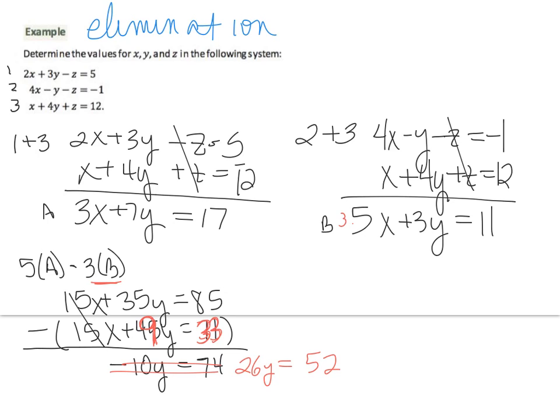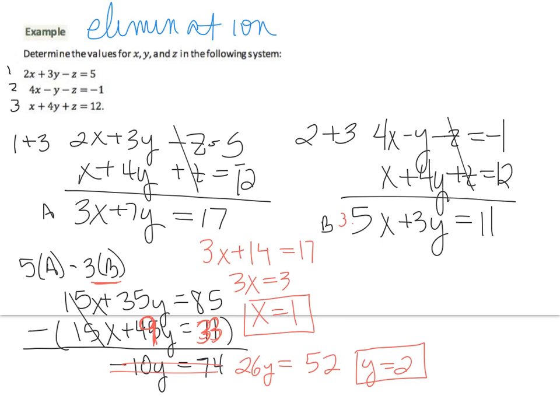Y equals 2. Yay! And that is correct. I can plug it into either A or B. 3x plus 14, which is 7 times 2, equals 17. 3x equals 3, x equals 1.